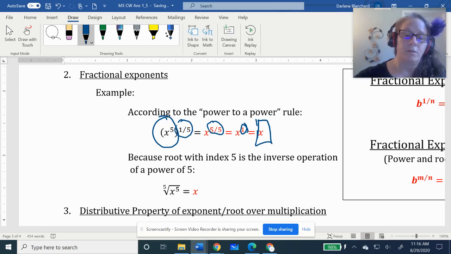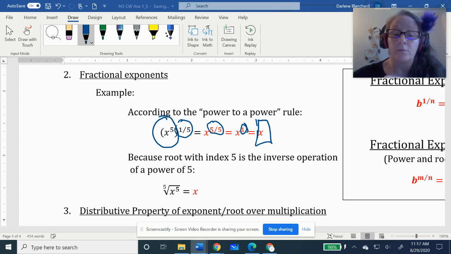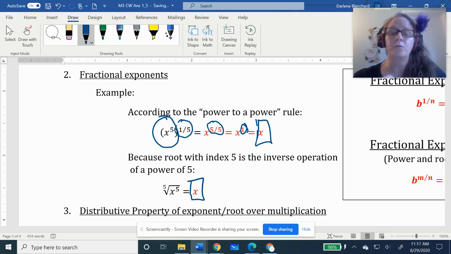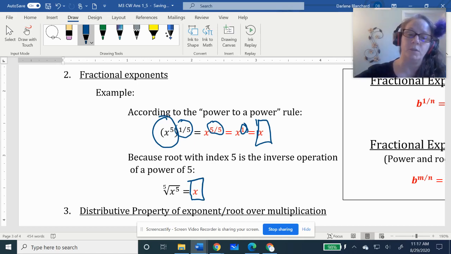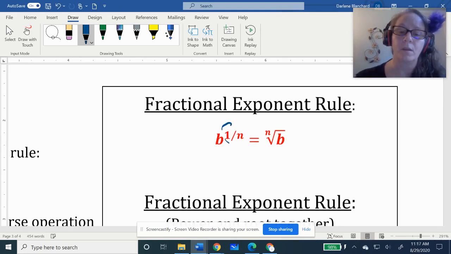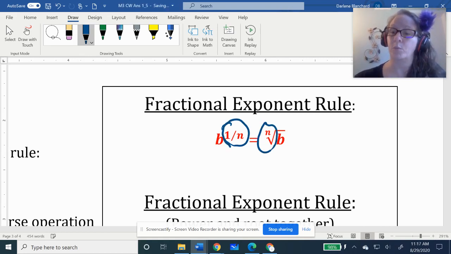Now I want to talk about the fact that a 5th power is the inverse operation of a 5th root. They undo each other. And what did we learn about when functions undo each other? We learned that we come out exactly as we originally went into the first of the 2 inverse functions. We end up with x. So this is a little bit of a way to show you that when you have a fractional exponent, that is actually referring to a root with that index number.